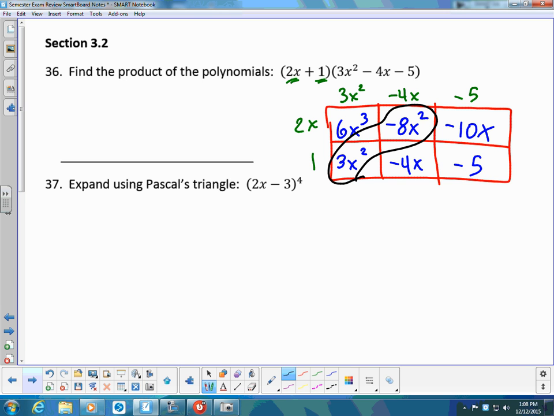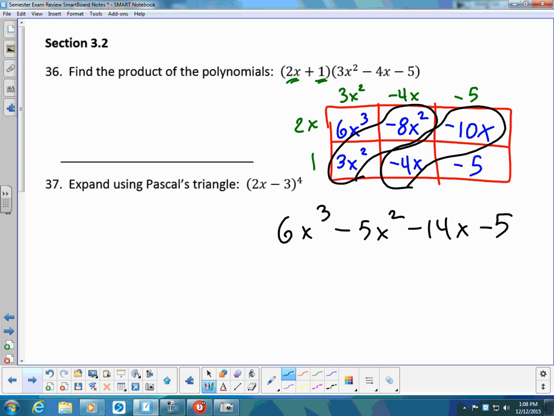Those are like terms. And I'm going to start with my 6x cubed, all right? And then I'm going to have a minus 5x squared. Then I can combine these x terms, and I get a minus 14x, and then a minus 5. So that would be the product of those polynomials. All right, let's take a look at this next problem.